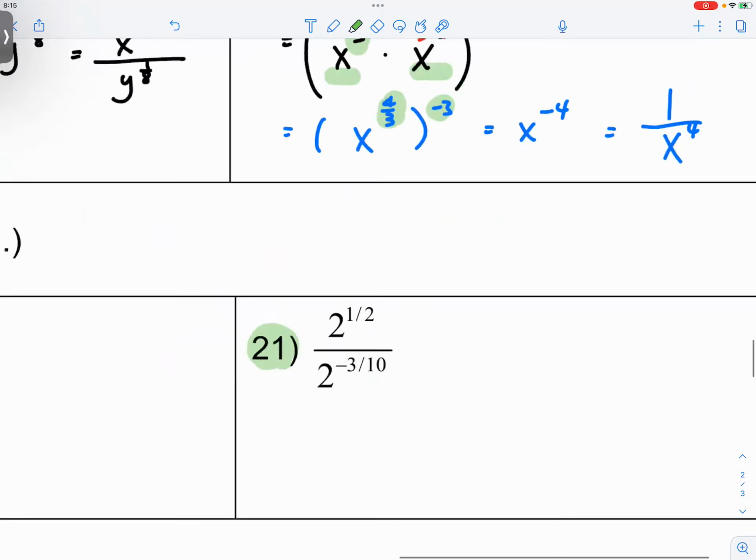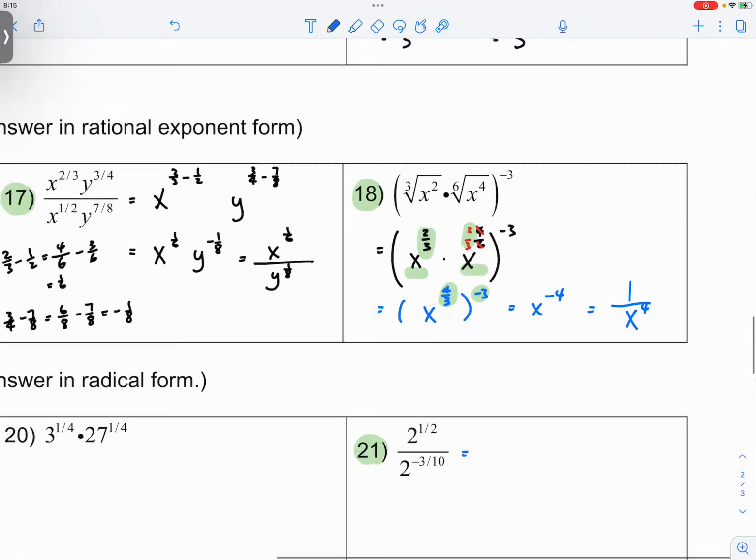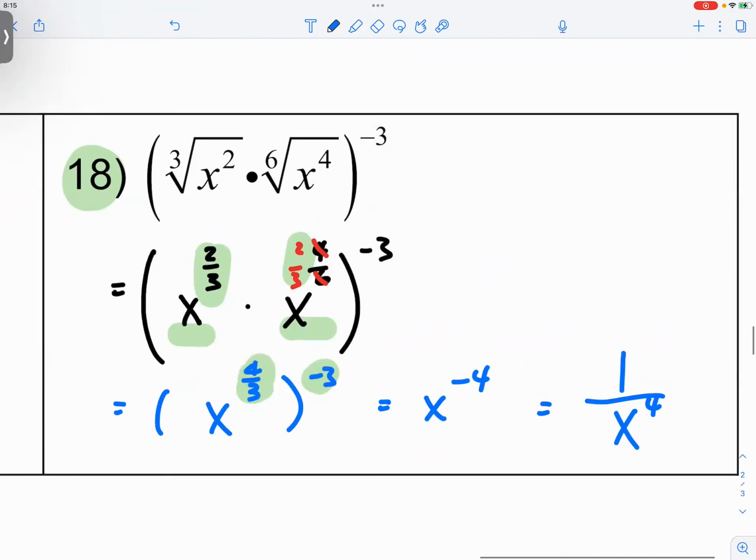All right. Let's go ahead and take a look at number 21 to wrap today's up. Yes. The last one, how did you get 4/3 times -3 to negative 4? 4/3 times -3. See the 3 right here? Yeah. They cancel out. Okay. Numerator, denominator. So it's like 3 divided by 3. So that's why they cancel out.